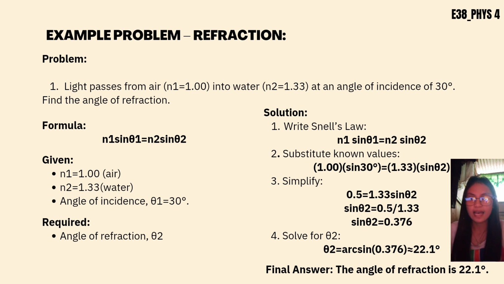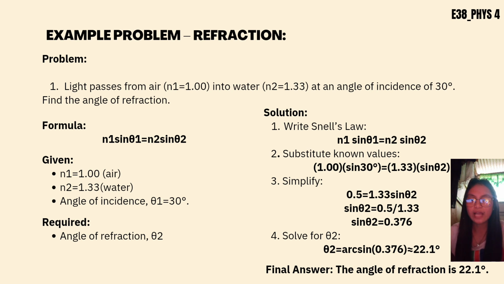And now we will be identifying the given values. So n1, which means the refractive index of the first medium, is the air. Its value is 1. And then n2, or the refractive index of the second medium, is the water. So water equals 1.33. And then the angle of incidence, or theta 1, equals 30 degrees. Now we will be finding the value of the angle of refraction, represented by theta 2.